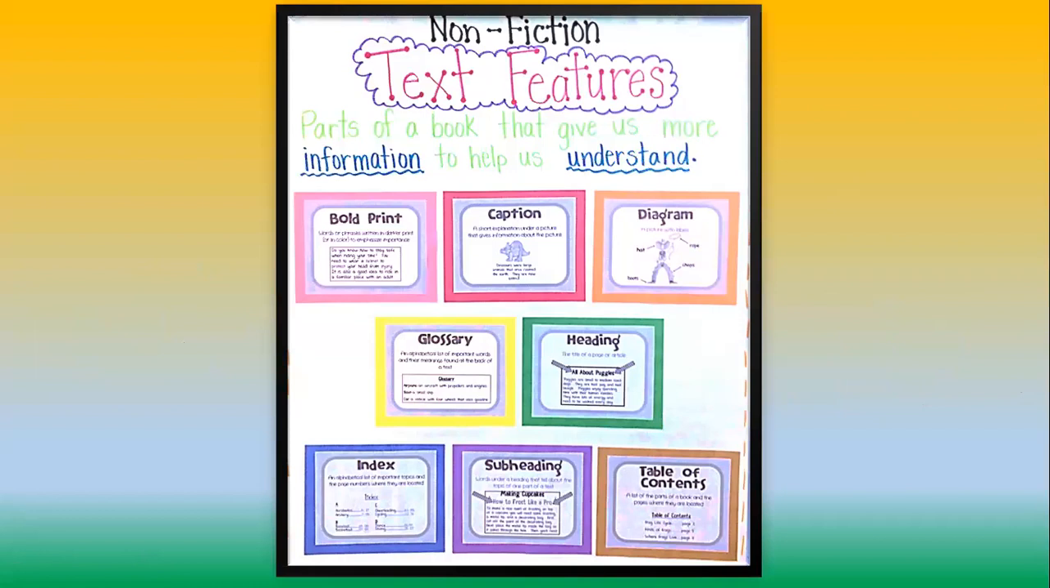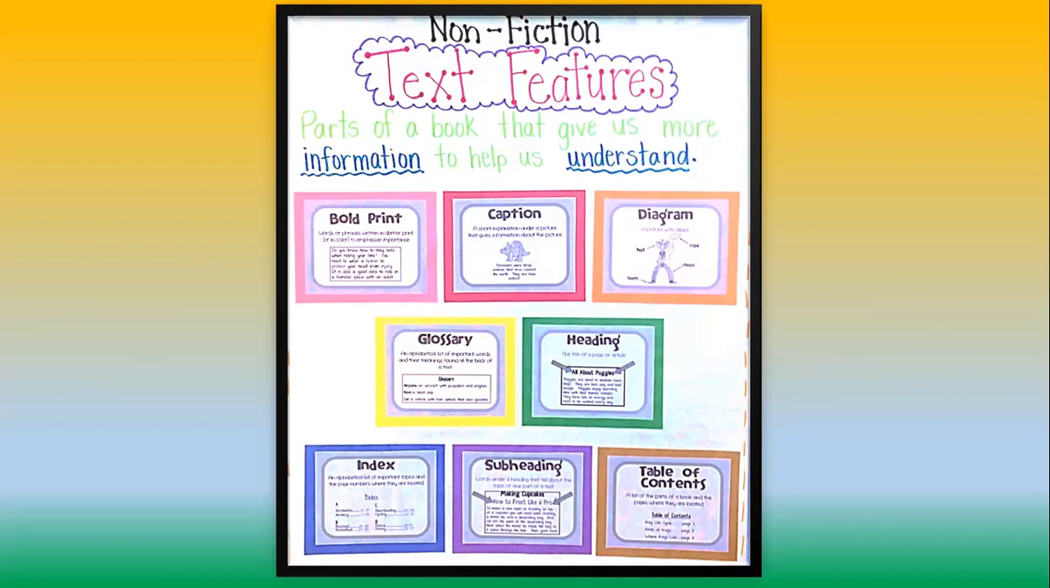So some of the text features that we have listed here are bold print. Those are words that we need to look out for that are going to be in darker print. They will often have a definition following after and will be listed in the glossary, which is usually listed on the back or towards the back, the end of the book. We also have captions. Those are small, short explanations that are listed under pictures that give us a little bit more detail about the picture.